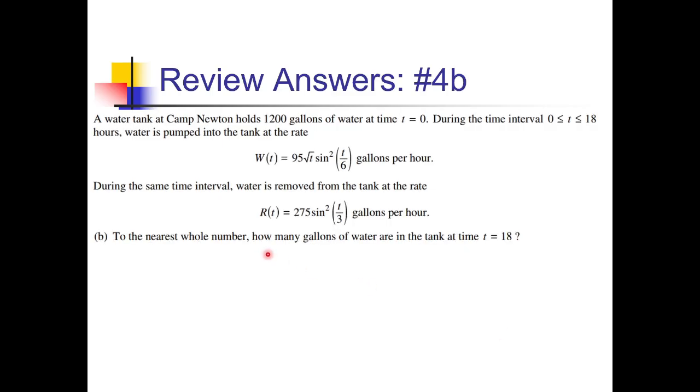For part B, to the nearest whole number, they want to know how many gallons of water are in the tank at time 18. So I'm looking for G of 18 based on that function I wrote earlier. To figure that out, I'm going to need to take the initial 1,200 gallons that were already in the tank, and I'm going to have to add to that the total change in gallons from time 0 to 18. That's going to be the integral from 0 to 18 of my G prime function that I wrote earlier.